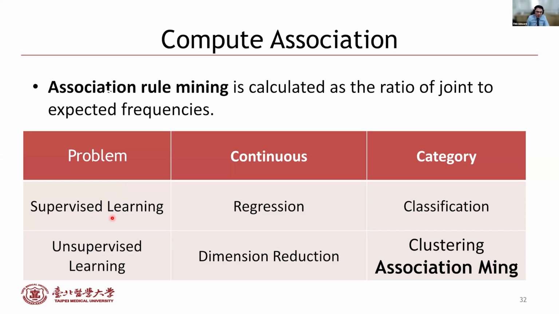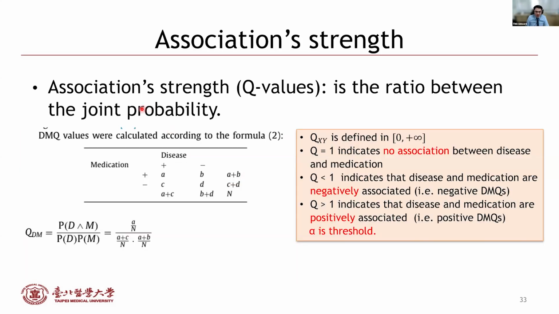So in this way, we can use unsupervised learning, and this problem is categorical. So we say association mining. Actually, it is a relation between the disease and the medication.